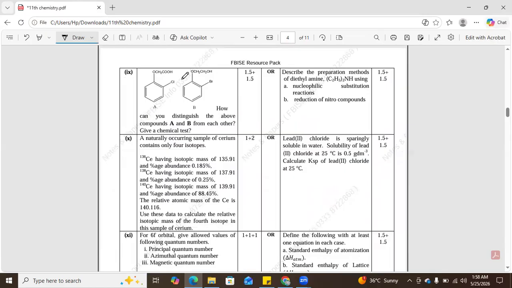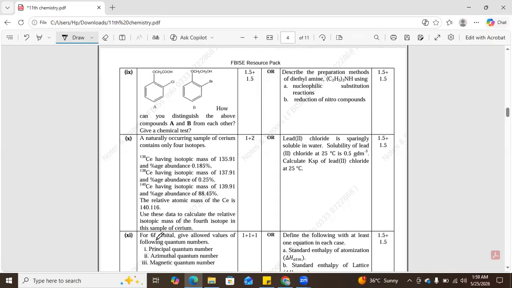Number 9 is, how can you distinguish the above compounds A and B from each other? Give a chemical test. These are the compounds. Or you have an optional question: describe the preparation methods of diethylamine (C2H5)2NH using nucleophilic substitution reaction and reduction of nitro compounds.